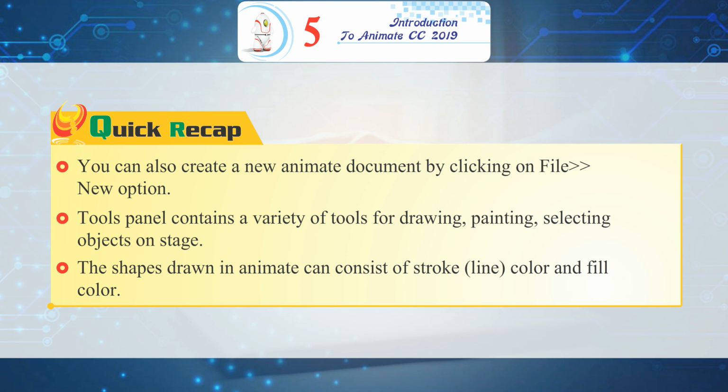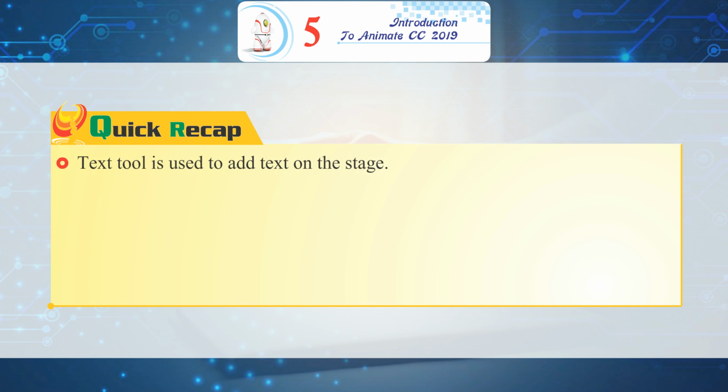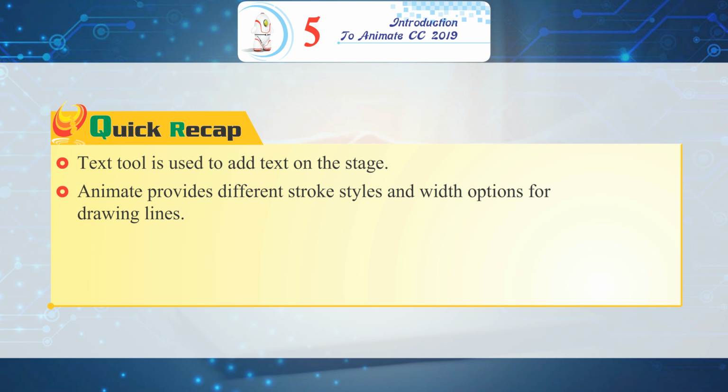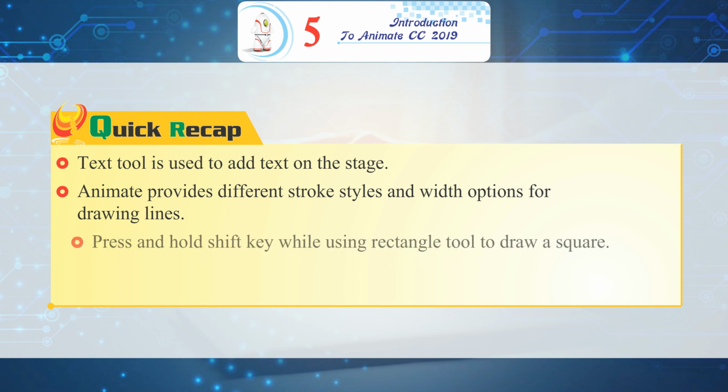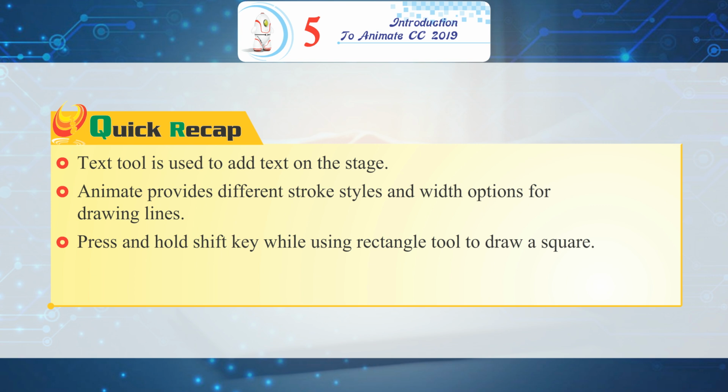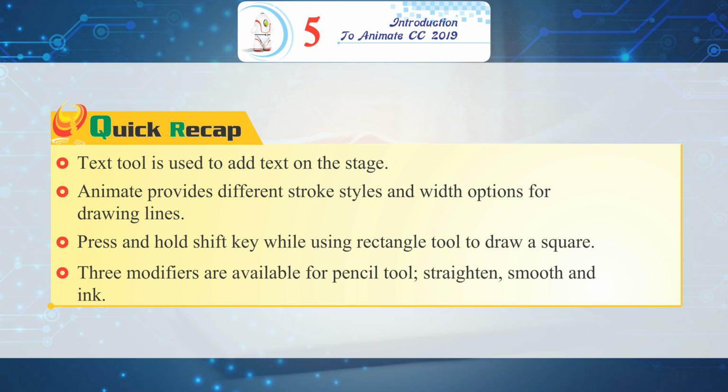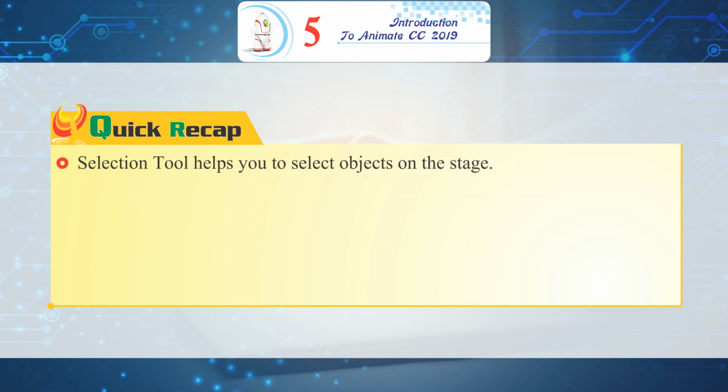The shapes drawn in Animate can consist of stroke, line, color, and fill color. Text tool is used to add text on the stage. Animate provides different stroke styles and width options for drawing lines. Press and hold Shift key while using Rectangle tool to draw a square. 3 modifiers are available for Pencil tool: Straighten, Smooth, and Ink. Selection tool helps you to select objects on the stage.